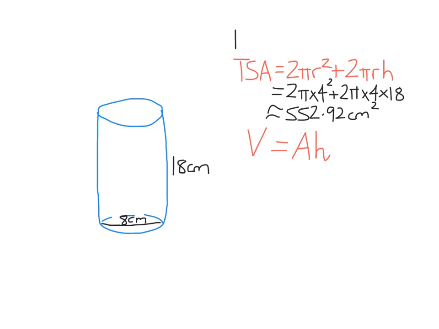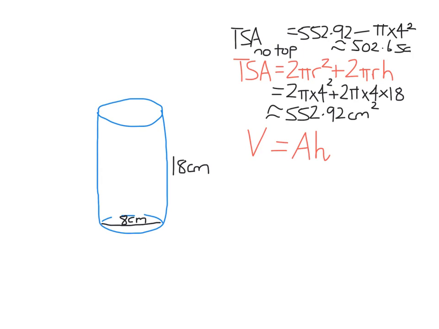So if I were to find the total surface area of this shape with no top, it would be the same surface area I just got, 552.92, but what I would need to do is subtract the area of the top, which is pi times radius squared. Putting that on my calculator, I get about 502.65 centimeters squared. So just make sure you're aware that the surface area of a 3D shape is slightly different if it has no top.